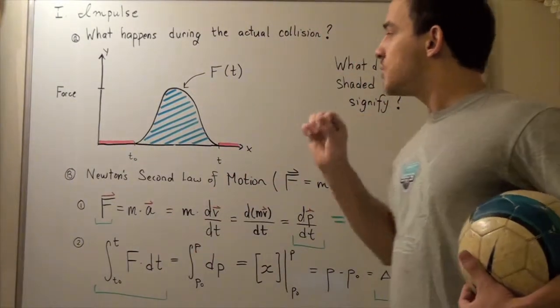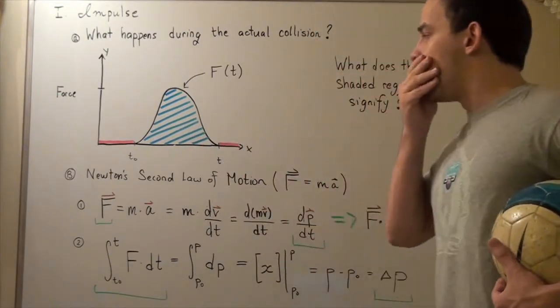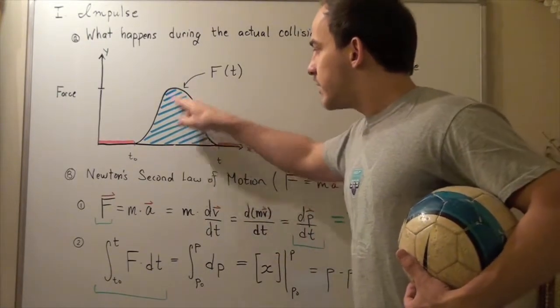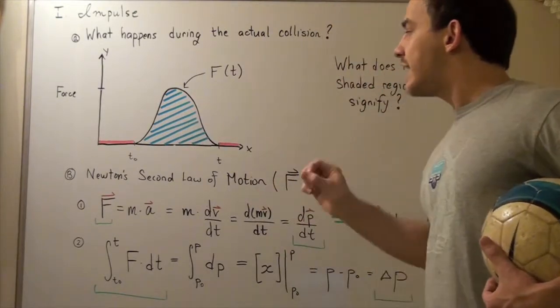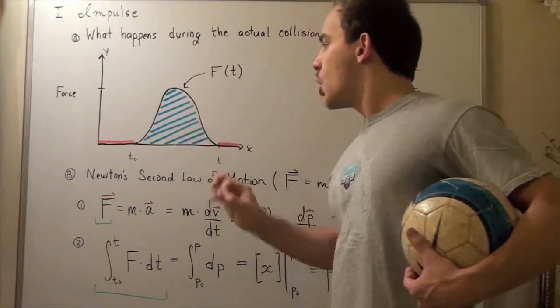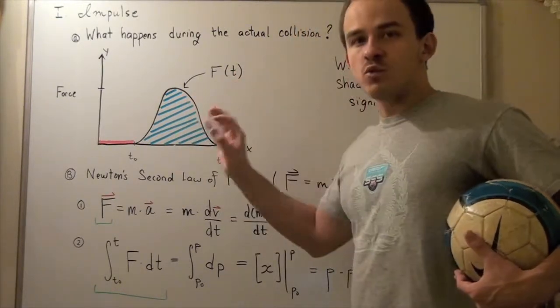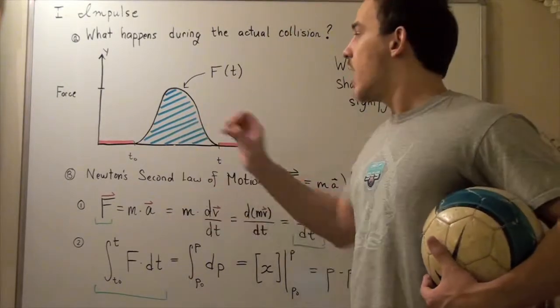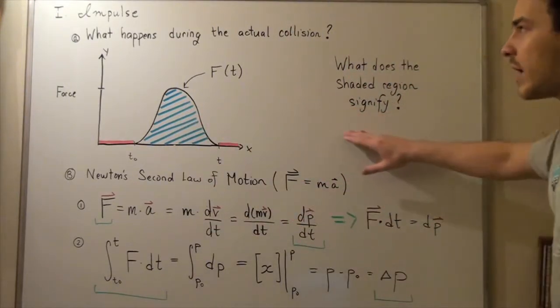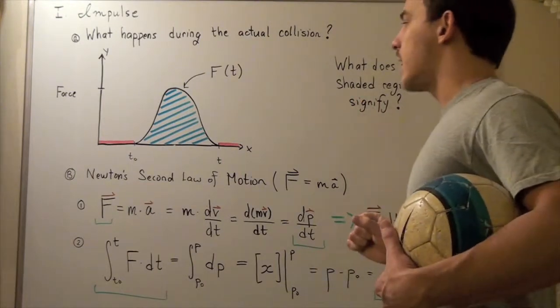So I want to ask the following question. If I shade this region like I did here, and I find the area of this region, what will that area represent? What is the significance of this area? So this is the question we're going to explore in this lecture.